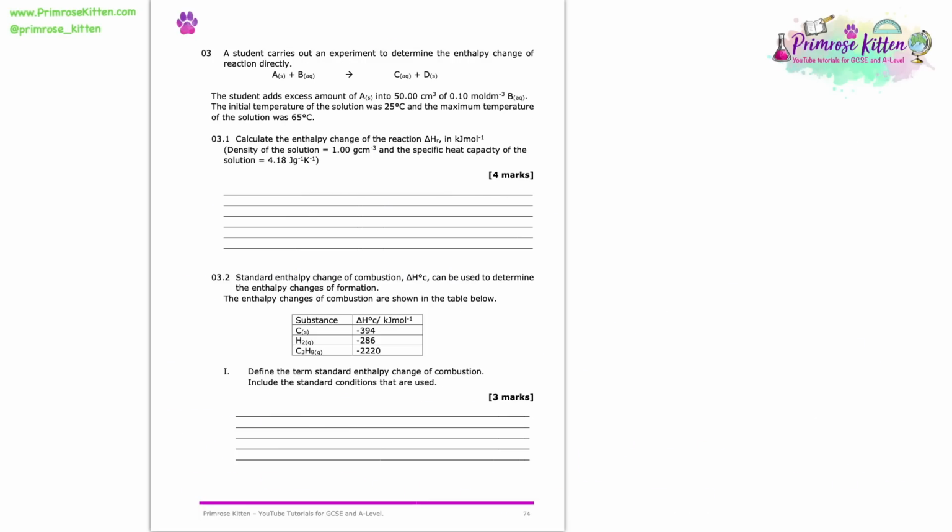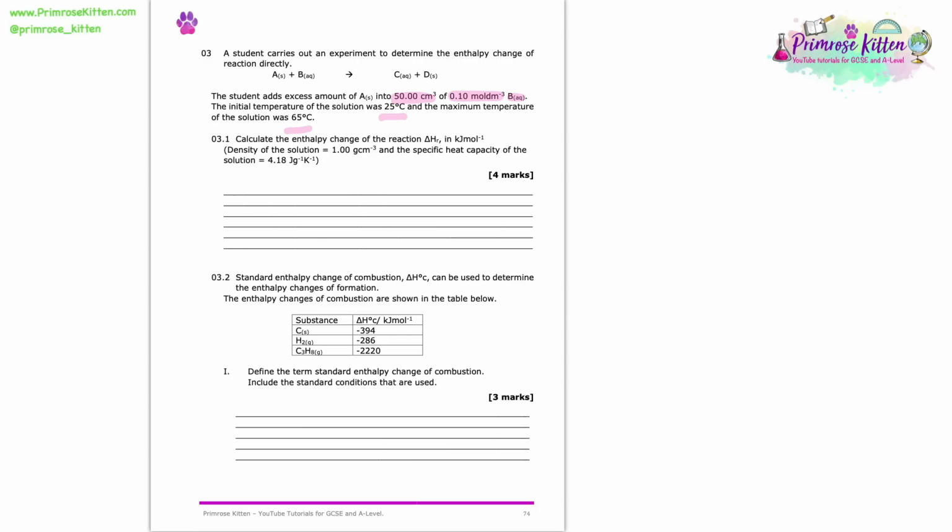So here we have another enthalpy question, but again, it's using a slightly different method. Now looking at this, we're told that a student carries out an experiment to determine the enthalpy change of a reaction directly. So we're looking at the reaction where A plus B becomes C plus D. The student adds an excess amount of A into 50 centimetres cubed of 0.1 mole per decimetre cubed of B. The initial temperature of the solution was 25 degrees C and the maximum temperature was 65 degrees C. And we're asked here to calculate the enthalpy change of this reaction.